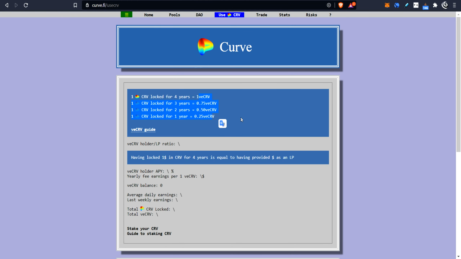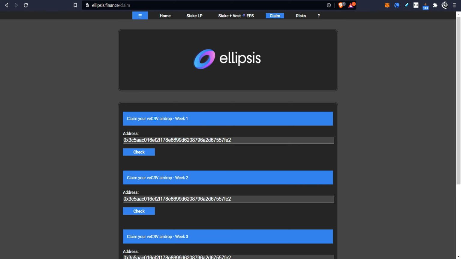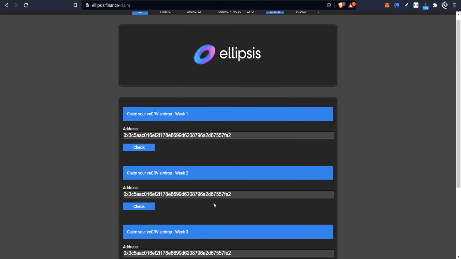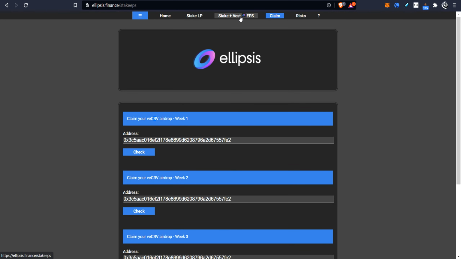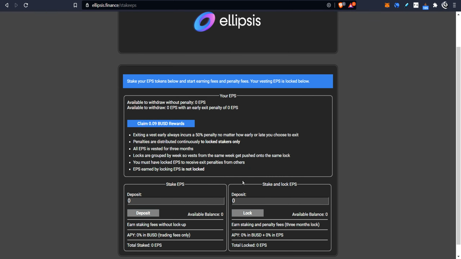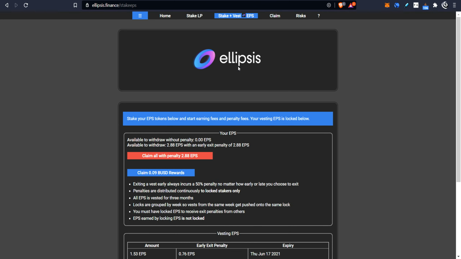So let's go to Curve and look at that. So this is the place here. It says use CRV. If you provide liquidity on Curve, then you will gain CRV tokens. If you have CRV tokens and you stake them into Curve, then you are granted veCRV tokens. Now, Curve is a topic for another video, but you get the idea here. So if you have some veCRV tokens, then you are eligible to claim those tokens here. So you can come here, claim some EPS tokens and do with them as you please. You could sell them, or you could come here and stake them and lock them, or do whatever you want with them. But this option is here, okay?